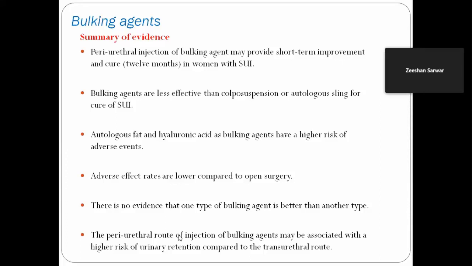Bulking agents. The periurethral injection of bulking agent may provide short-term improvement and cure in women with stress urinary incontinence. Bulking agents are less effective than Colposuspension or autologous sling for cure of stress urinary incontinence. Autologous fat and hyaluronic acid as bulking agents have a higher risk of adverse effects. Adverse effects rates are lower compared to open surgery. There is no evidence that one type of bulking agent is better than another type. The periurethral route of injection of bulking agent may be associated with a higher risk of urinary retention compared to transurethral route.